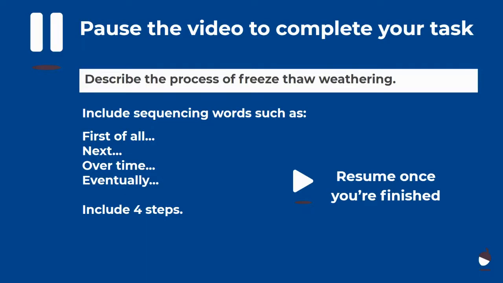Now it's time for the big task today. You've learnt about erosion and weathering, and I would like you finally to summarise all this excellent learning by describing the process of freeze-thaw weathering. To do that, when we describe a process, it's important we get it in the correct order. So, use sequencing words in your writing, please. First of all, next, over time, eventually. And I would like you to try and include 4 steps in your writing. So pause the video now, resume once you're finished. I look forward to seeing what you've done.